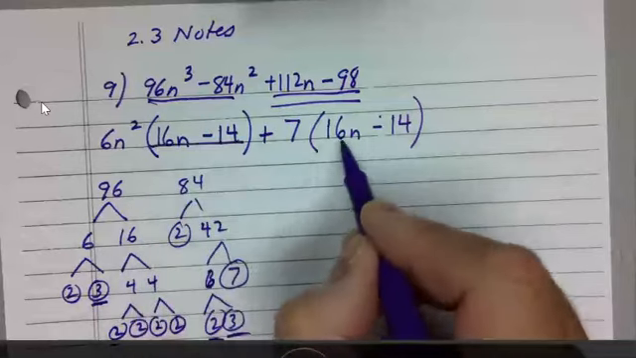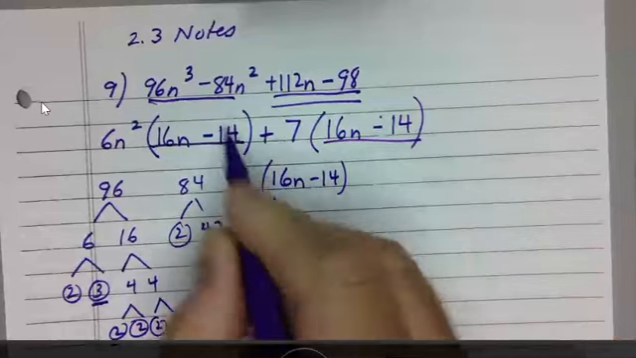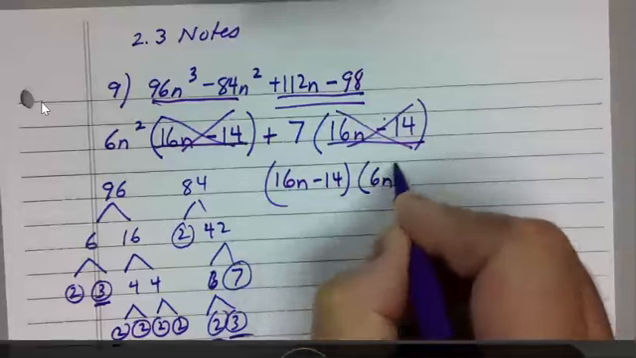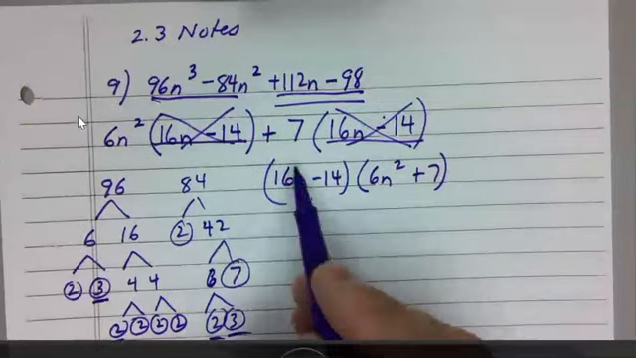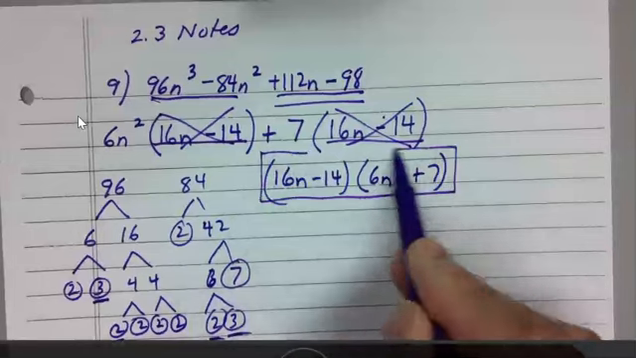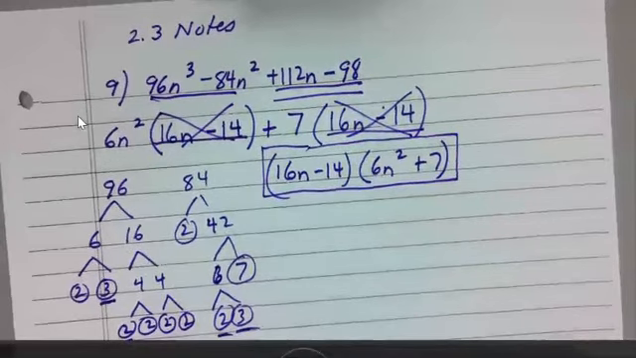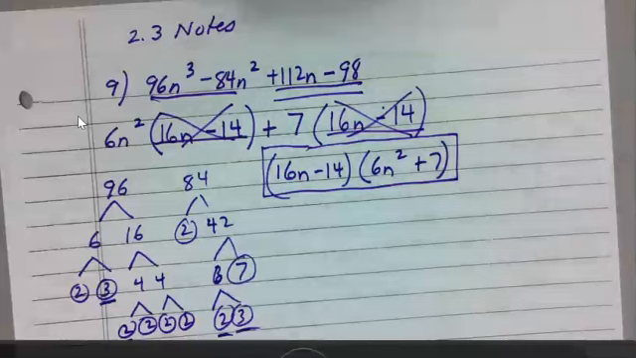Those two are the same, so I can factor those out, and then what's left over is 6n squared plus 7. You have to be able to factor out the greatest common factor. And then to find those factors, you might have to use your calculator, okay? Which is okay on these bigger numbers. All right?